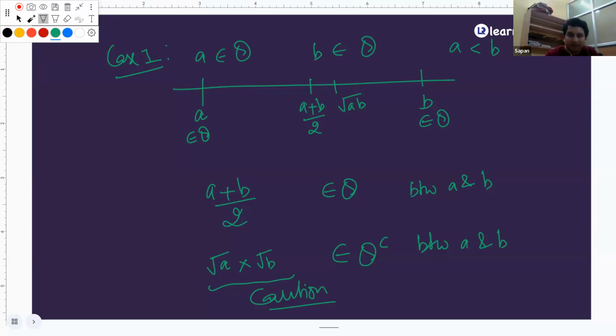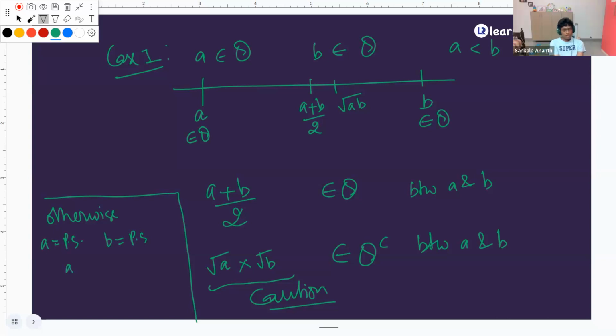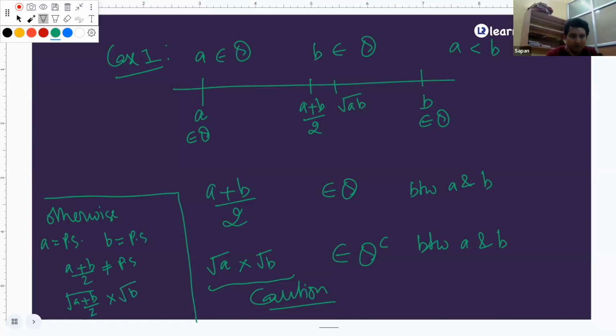What to do then? Whenever such a thing happens, when A is a perfect square and B is a perfect square, then (A plus B) by 2 is not a perfect square. So what you do is take the square root of (A plus B) by 2 and multiply, like 1 plus 4 by 2 becomes 2.5. Then 2.5 into B, which is 4. This is an irrational.